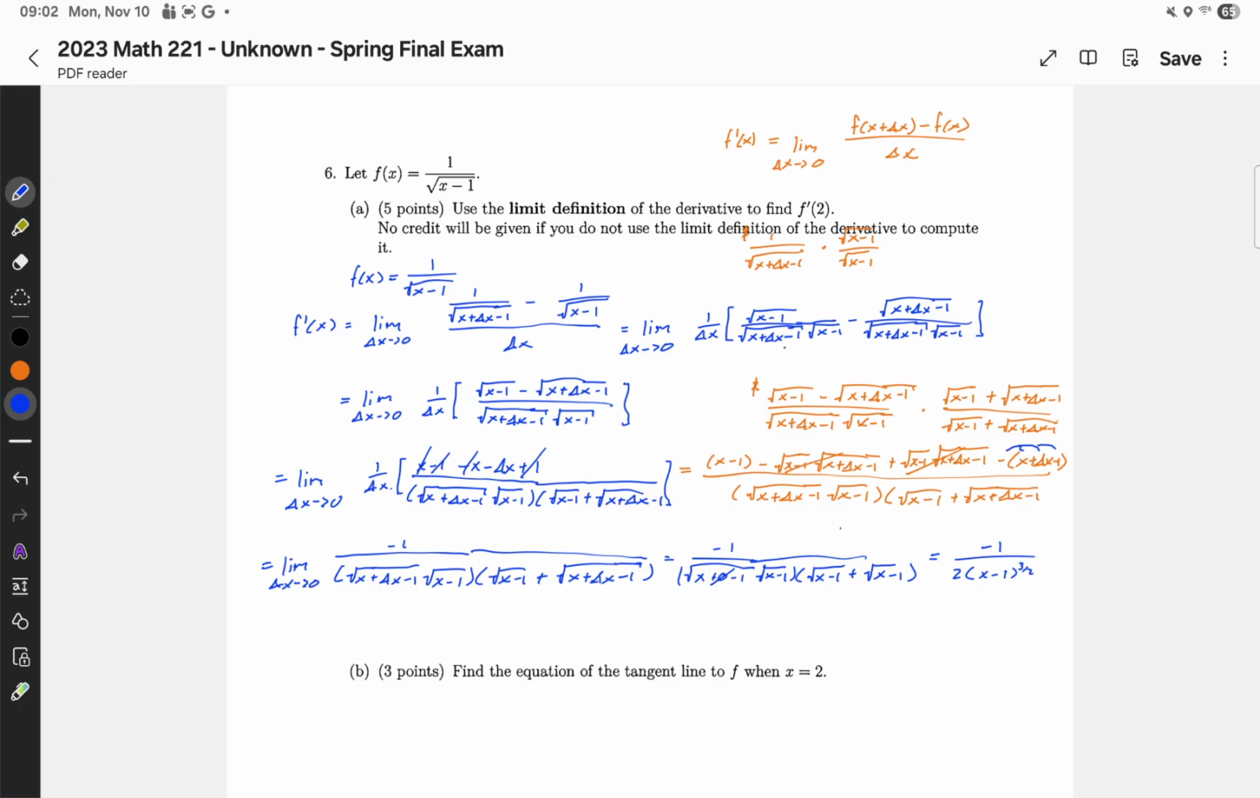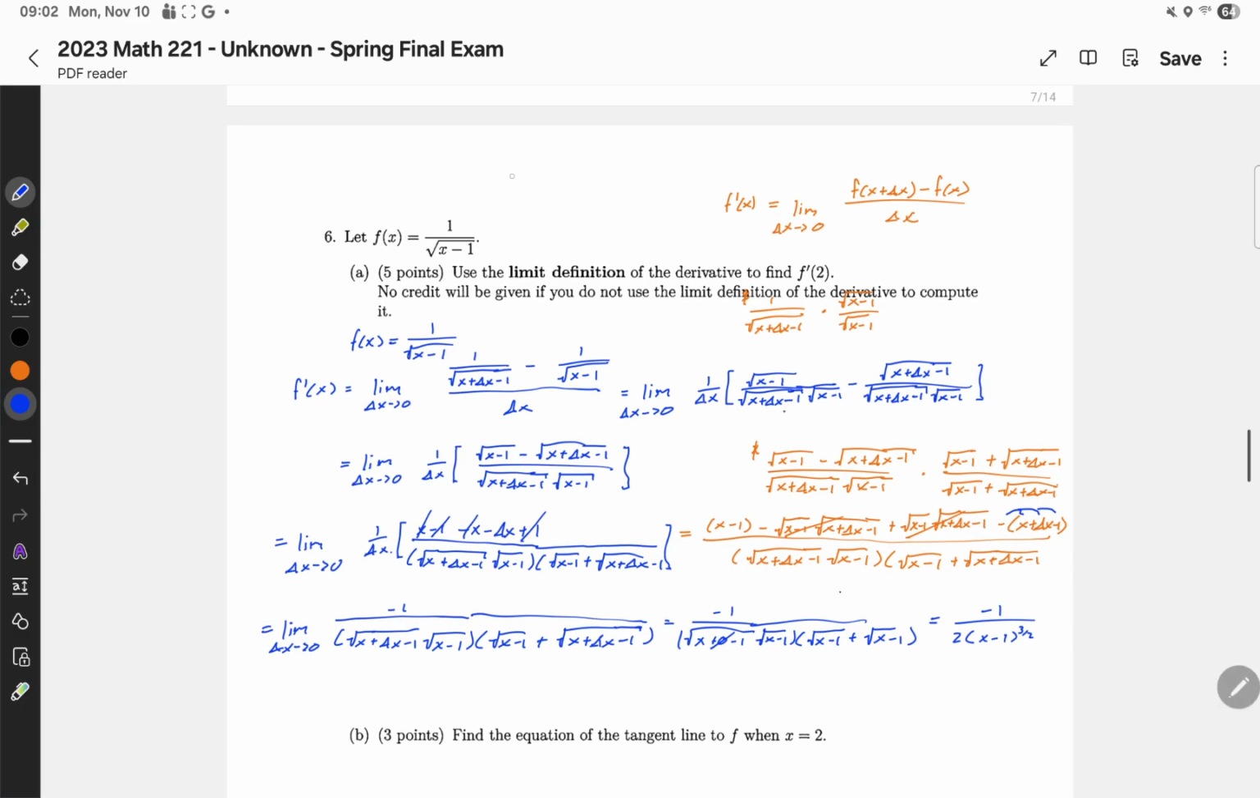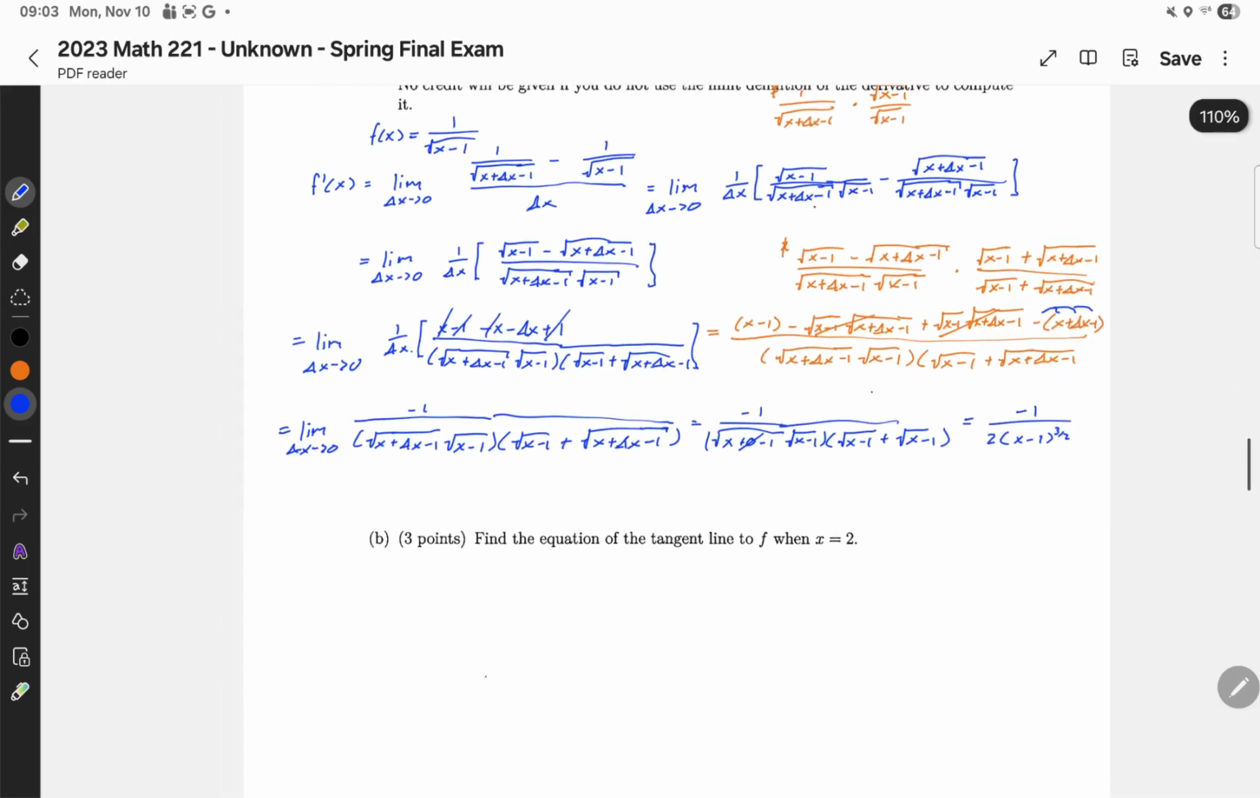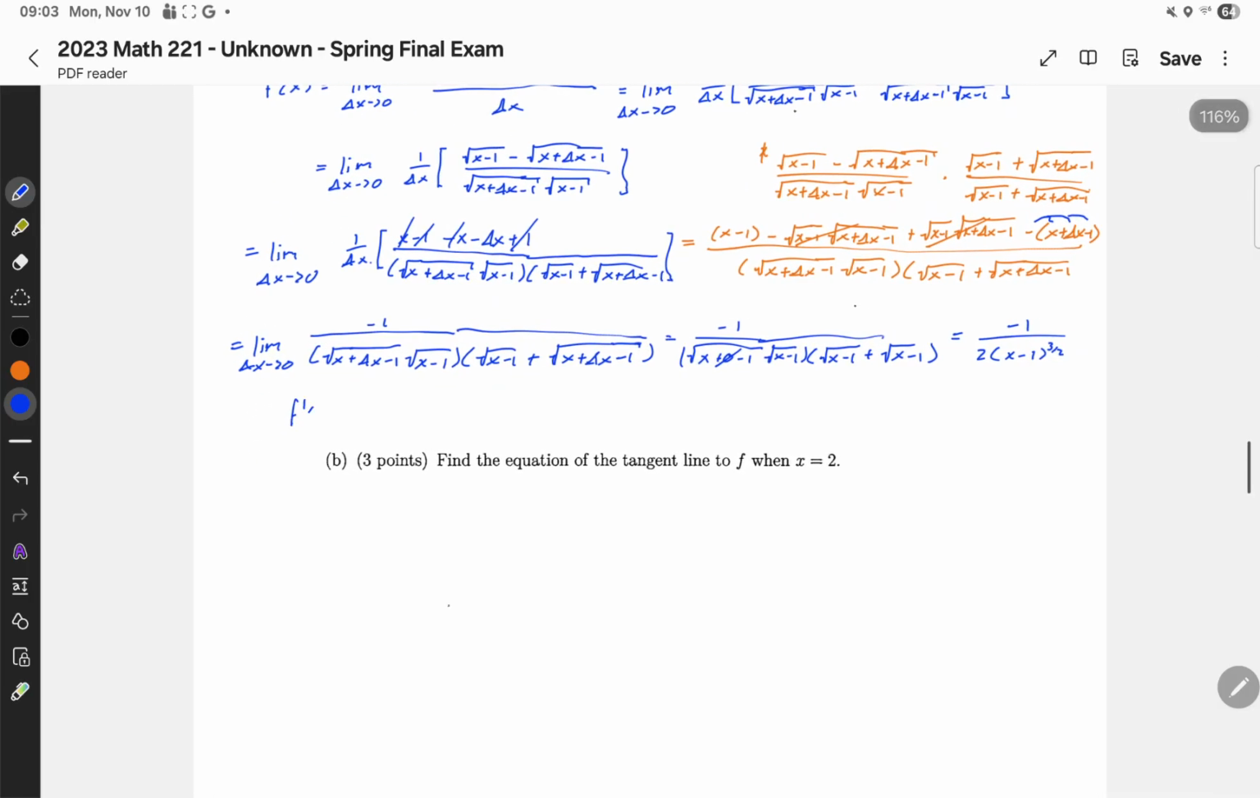And of course, you can always check for these limit definition problems if you want. We have x minus 1 to the minus 1/2. This is minus 1 over 2 times x minus 1 to the minus 3 over 2, which is exactly what we have down here. Last thing we need to do is calculate f prime of 2. So f prime of 2 is just plugging that in. So you get minus 1 over 2 times 2 minus 1 to the 3 over 2. This is minus 1 over 2 times 1 to the 3 over 2, which is just minus 1/2, which that one does thankfully simplify nicely.